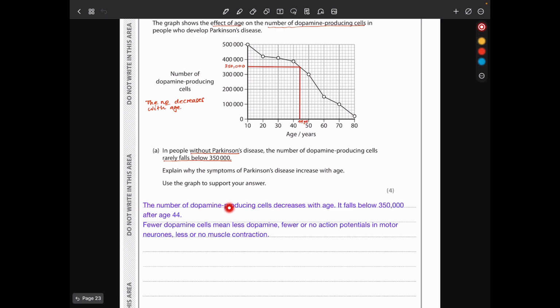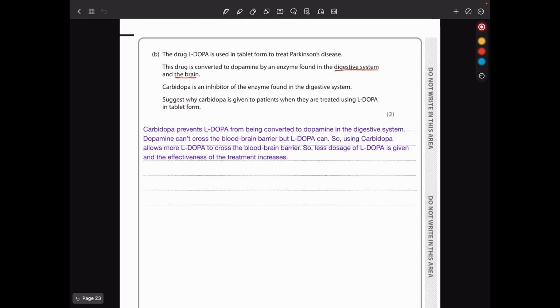So I say the number of dopamine producing cells decreases with age. It falls below 350,000 after age 44. Fewer dopamine cells means less dopamine, fewer or no action potentials in motor neurons, and so there is less or no muscle contraction. In part B, the drug L-Dopa is used in tablet form to treat Parkinson's disease.